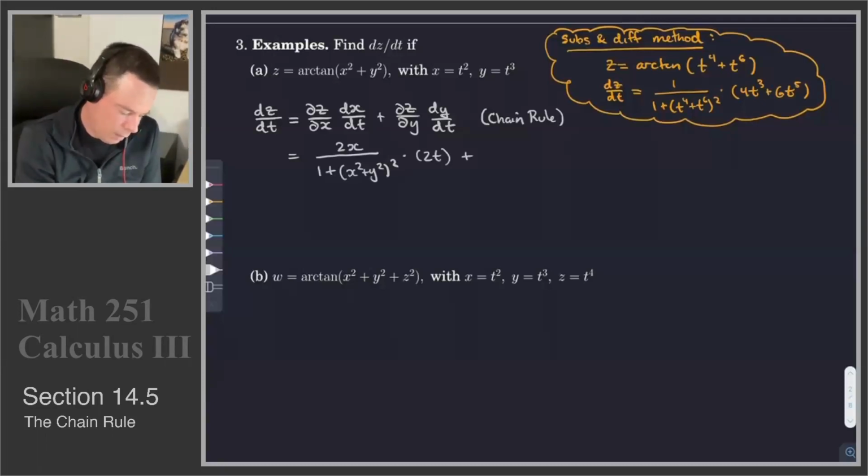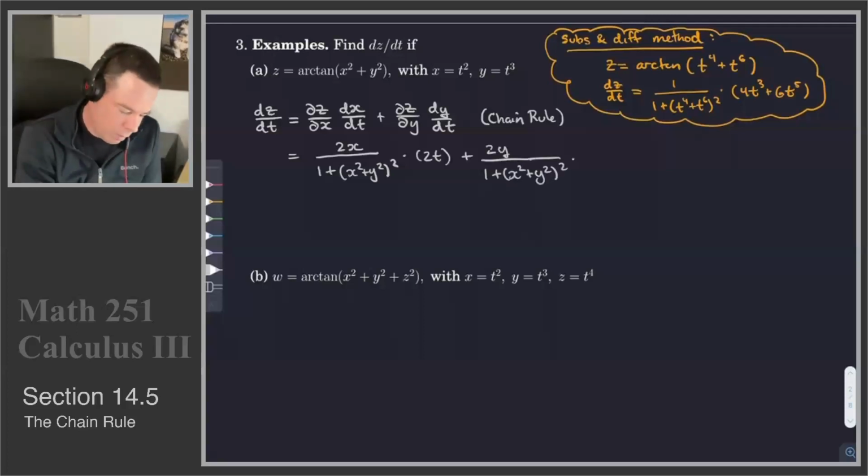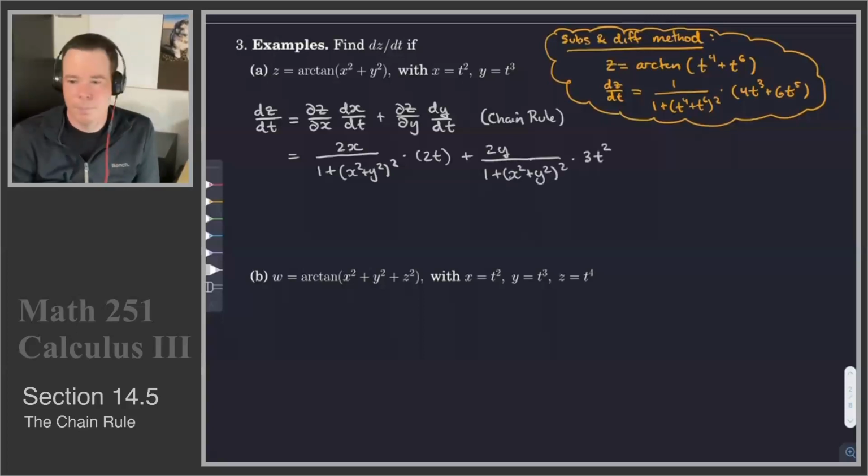And then we add to that the partial derivative of z with respect to y, so that's almost the same as the partial with respect to x due to symmetry, except there's a 2y up top. And then we multiply by the derivative of y with respect to t. So that's 3t squared.